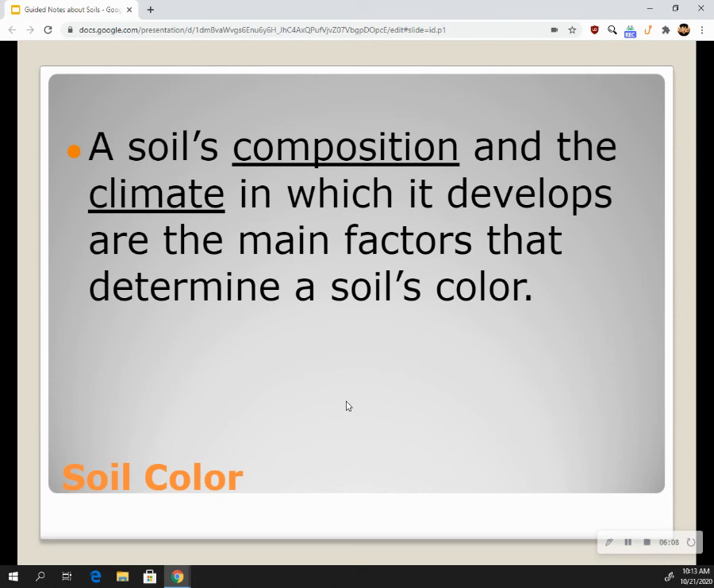Soil's composition and climate are the main reason for its color. So the color and composition are going to show what it is. So like I said, in a desert, it's going to be much lighter than somewhere like a rainforest or a forest, where there's a lot more rain and a lot more vegetation.